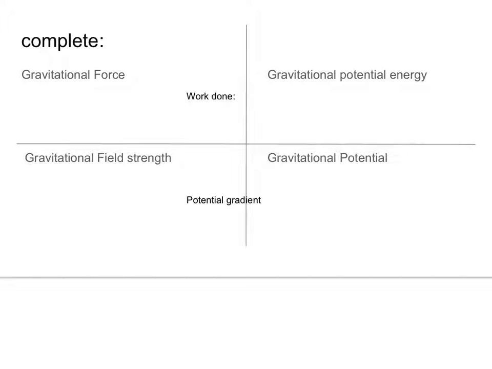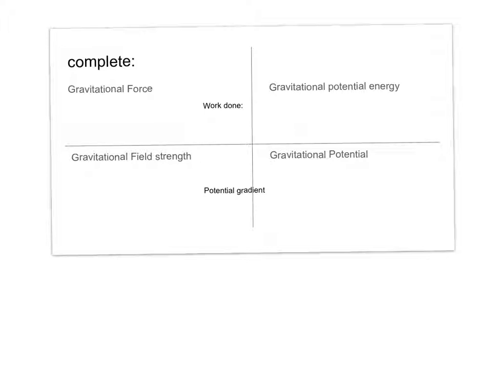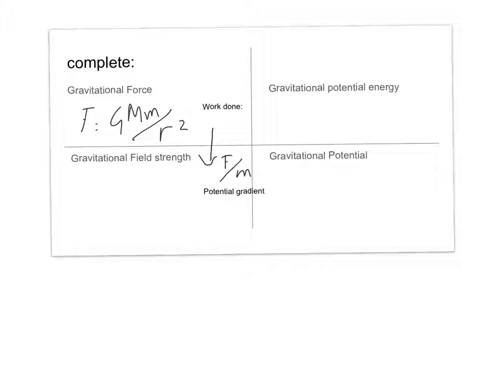Now, before we go on to anything new, let's review what we've got. Let's look at the relationships between everything. The gravitational force is GMm over r squared. Gravitational field strength is the force per unit mass. So therefore the gravitational field strength, little g, is equal to big G, M over r squared. So what we've done is we've gone from here to here by dividing by m.